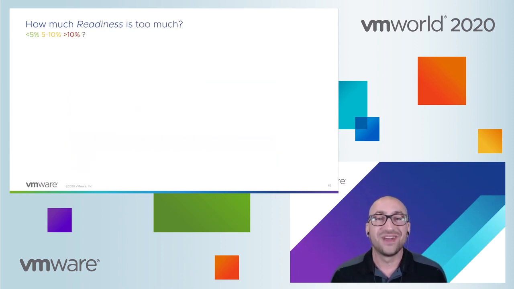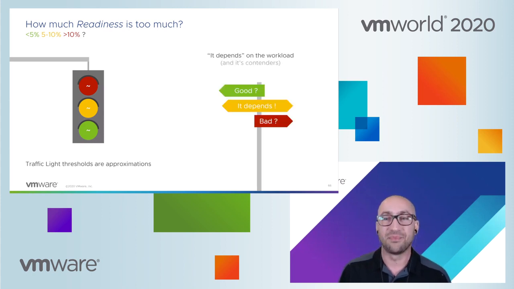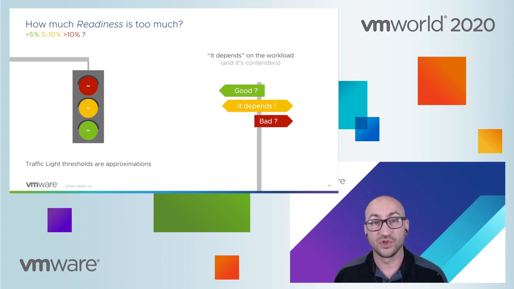So how much readiness is too much? And I'm saying readiness here because it's already normalized to a percentage, it's already per vCPU. And you know what? Any traffic light thresholds that you see, like over 10% is bad, that is really just an approximation. And it really depends on what the workload is. As an example, I'm actually referring to data that we have been showing you if you have seen any of the past presentations since 2015.